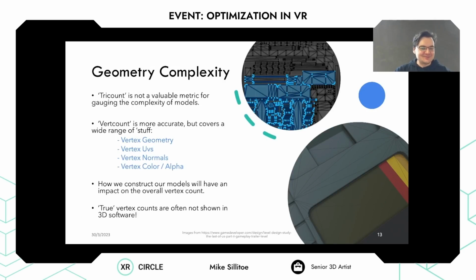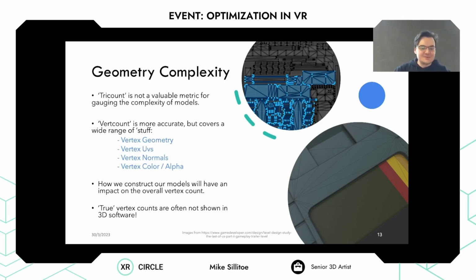So let's talk about geometry complexity real quick. Tri count is not a valuable metric for gauging the complexity of models. And by the way, this is all really important because I feel like a lot of people, when they think of optimizing art assets, especially 3D models, immediately go for the tri count. Get the tri count down. And there's an element of truth to that, but actually it's a bit more complicated.